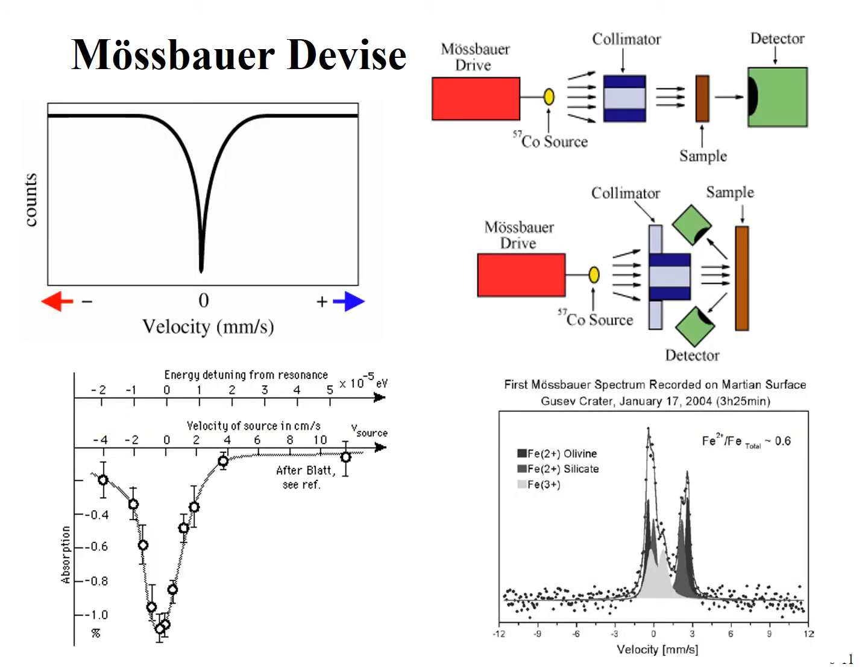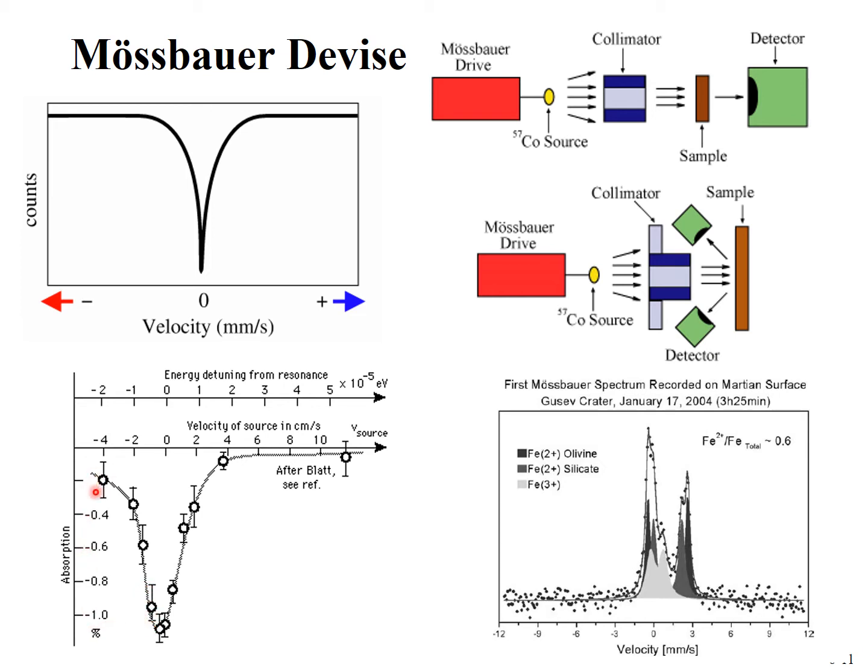An example of this would be, here's a cobalt 57 source, which would go through a collimator. These photons would strike the sample, and there would be a detection. This detection would be based upon the vibration of the source or the sample, and we can look at an absorption.